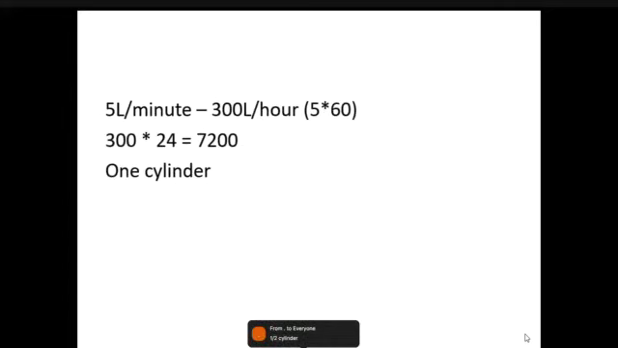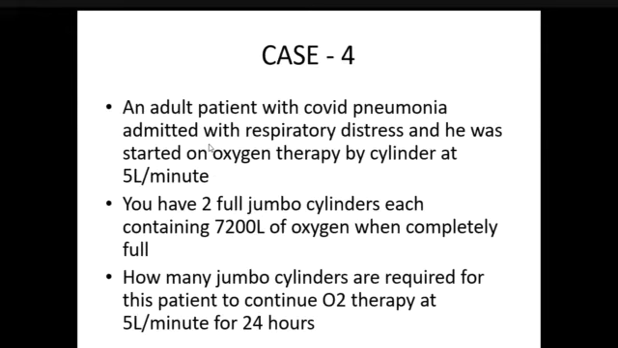Yes. So 5 liters per minute, right? So 5 into 60, that means 300 liters per hour, right? So for 24 hours, you need 300 into 24, 7,200. So one cylinder contains 7,200 liters. So you need one complete cylinder to give this patient oxygen for 24 hours, right?